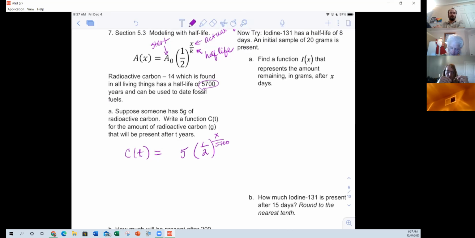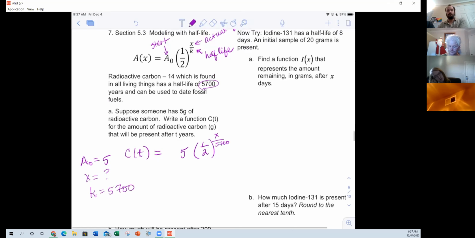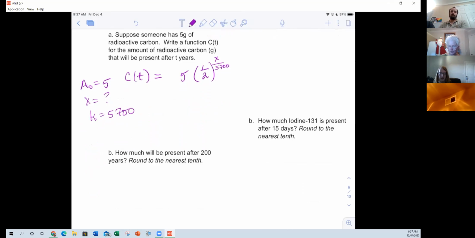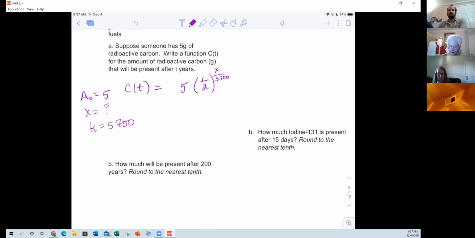So my A naught is 5. My X, that's what I'm looking for. And my K is the 5,700 years. It says how much will be present after 200 years. So now I'm just going to plug in 200 for my X. You can change the 1/2 to a 0.5 if you want.